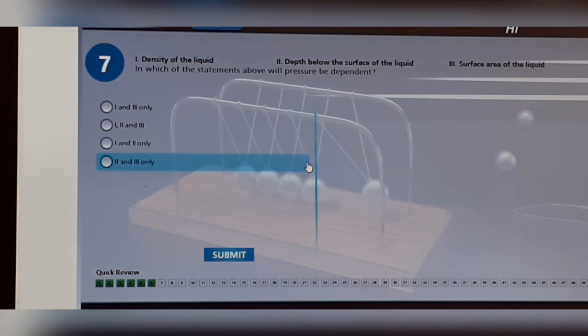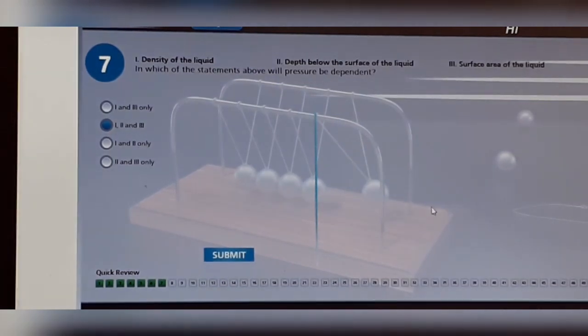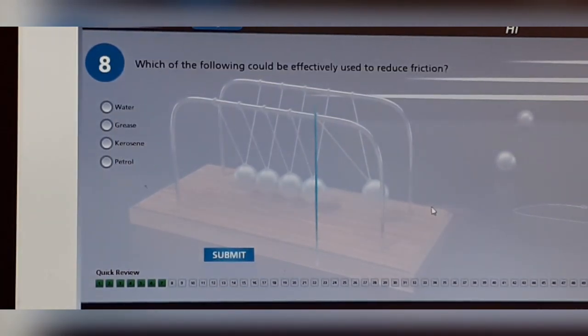I hope you can still remember the meaning of density, which is mass of a unit volume of a material. Okay? Now, pressure is dependent on density. Depth and the surface area of the liquid are also dependent on density. So the right answer has to be 1 and 2. Sorry, 1, 2, 3. All right? Okay.